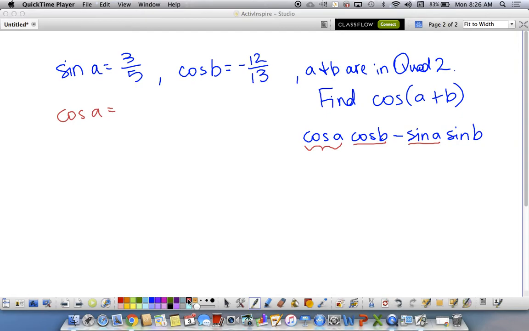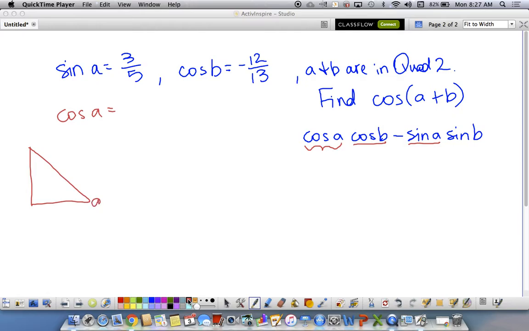Sine has an opposite over hypotenuse. There's multiple ways to go about finding cosine A. You could plug it into a Pythagorean identity. Sine squared plus cosine squared equals 1. Okay, you could do that. This is the point where you get to choose. Not like the first section where you had to do it that way. You get to choose. Do you want to draw a triangle? Where the opposite over hypotenuse is 3 over 5. I mean, personally, I think that's the easiest way.